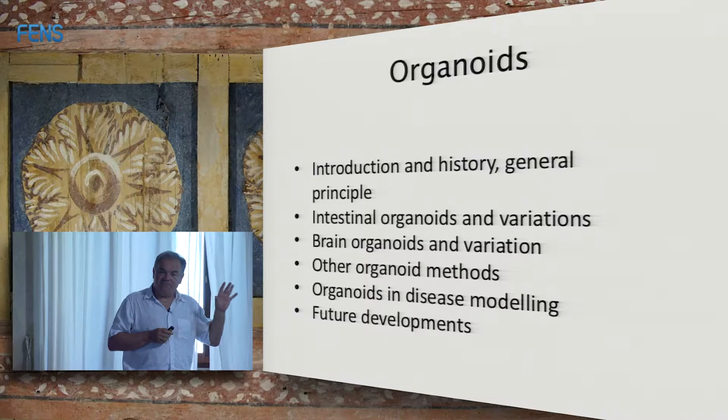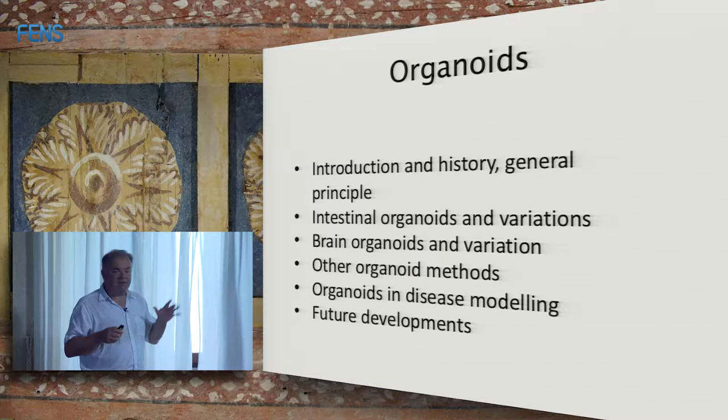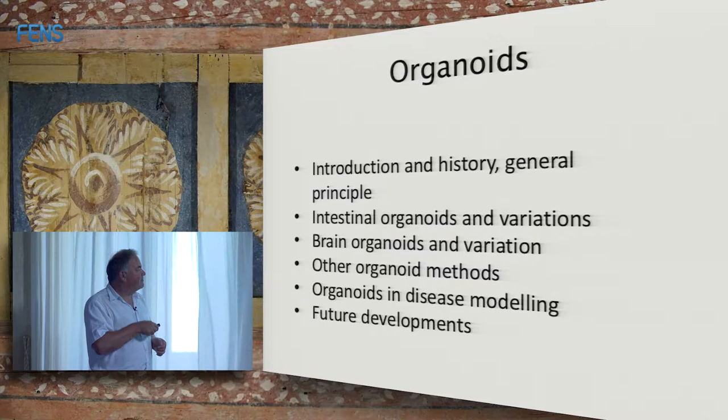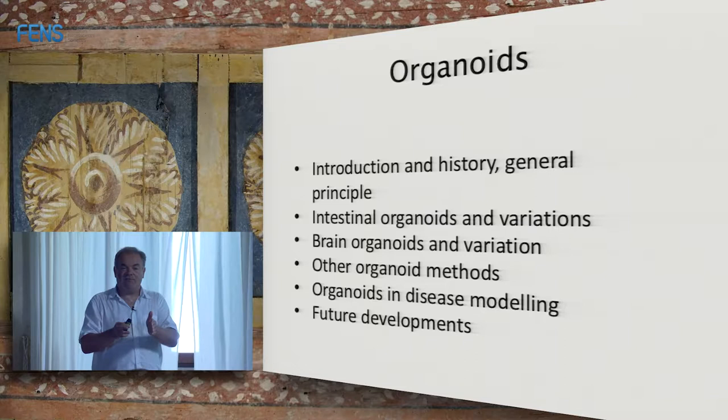Now, I want to structure my lecture into three parts. The first part, I want to give you a broad overview over organoids. This will be something about the principle of organoid generation and about the historical basis for organoids. I will particularly talk about intestinal organoids, because this is a neuro crowd, and so maybe you're not so familiar with that, but I think it is important to understand the principles of this system as well if you want to be able to understand your own organoid system.